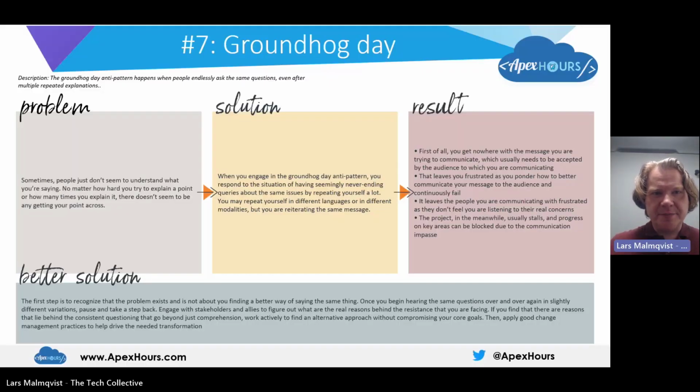That brings us to anti-pattern number 7, another communications anti-pattern called Groundhog Day. So this anti-pattern arises when people seem to be asking the same questions over and over again, even after you've given them multiple explanations. And usually this situation arises not because you haven't explained yourself well enough, but because there are underlying issues that are not being adequately addressed or acknowledged.